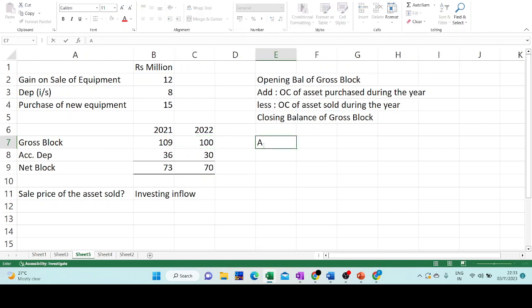Next, guys, what is accumulated depreciation? Any idea what is accumulated depreciation? Total depreciation till now. Yes, it's the total amount of depreciation charged on the fixed asset since it was purchased.